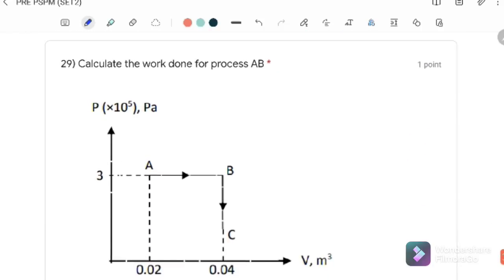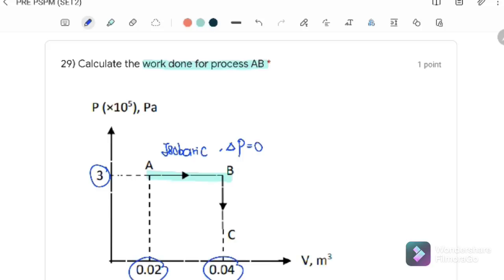Next, questions number 29 and 30 are chapter 14, thermodynamics. Calculate the work done for process AB. A to B is actually an isobaric process because the pressure is constant, with no change of the pressure. So from A to B, the pressure is still the same, 3 exponent 5 Pascal, but the volume increases from 0.2 to 0.4.